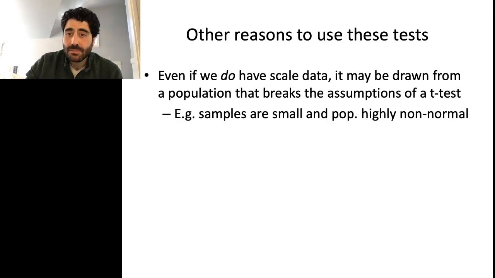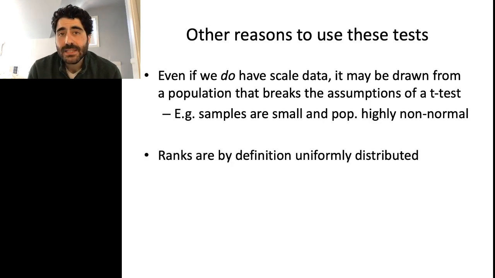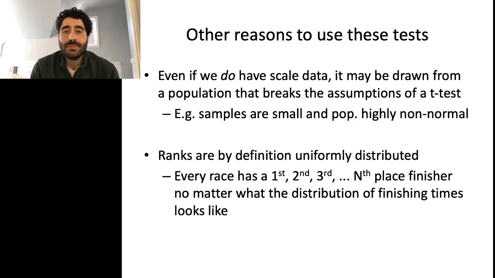What we're going to do is take our ordinal data and think about just the ranks of the data. Remember, with ordinal data, we can always rank it. We can always say which one is the smallest and which one is the biggest. And the nice thing about ranks is that they are, by definition, always going to be uniformly distributed. If we have n people that run in a race, there's always going to be exactly one person that finishes first, exactly one person that finishes second, and so on.